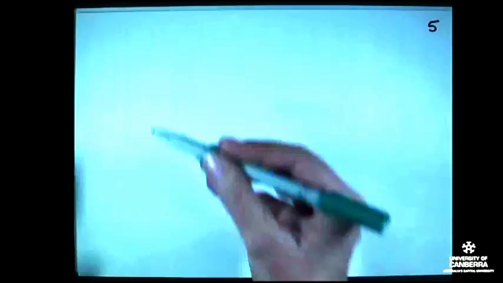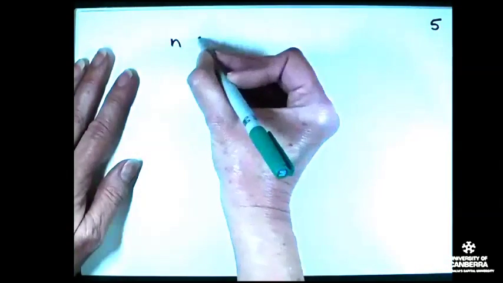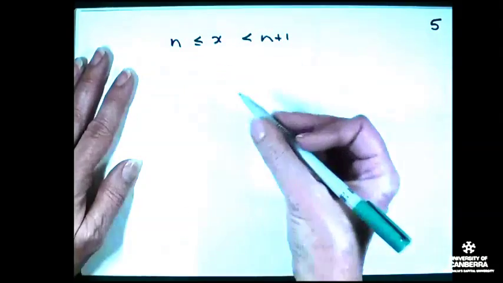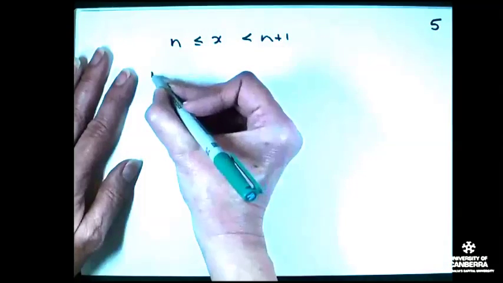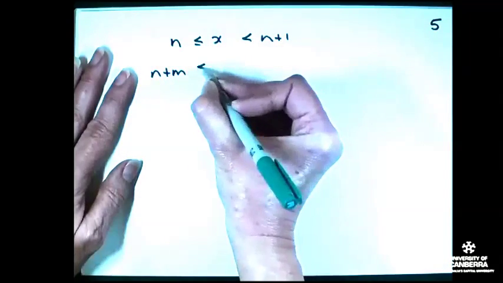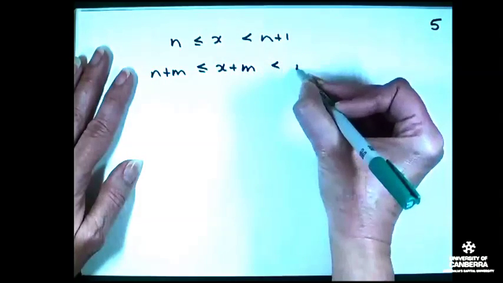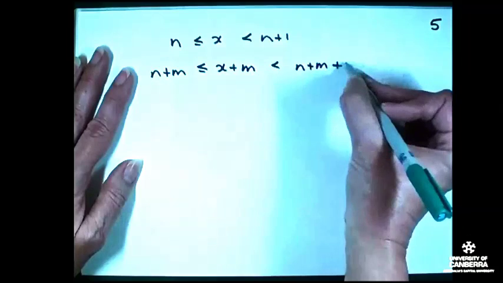Now we're going to add m to all sides of the equation. All right, I'll write it again. n is less than or equal to x is less than n plus 1. Now add m to all parts of the inequality. n plus m is less than or equal to x plus m is less than n plus m plus 1.